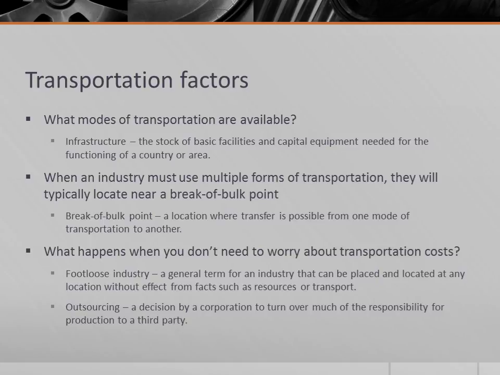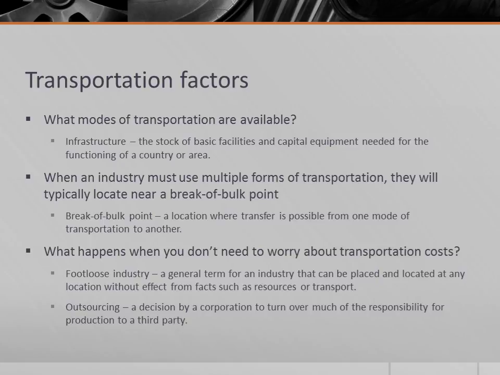All right. When an industry must use multiple forms of transportation, what they will typically do is locate near a break of bulk point. And a break of bulk point is a location where transfer is possible from one mode of transportation to another. And on the next slide, we're going to show you an example of a break of bulk point. And then finally, what happens if you don't need to worry about transportation?